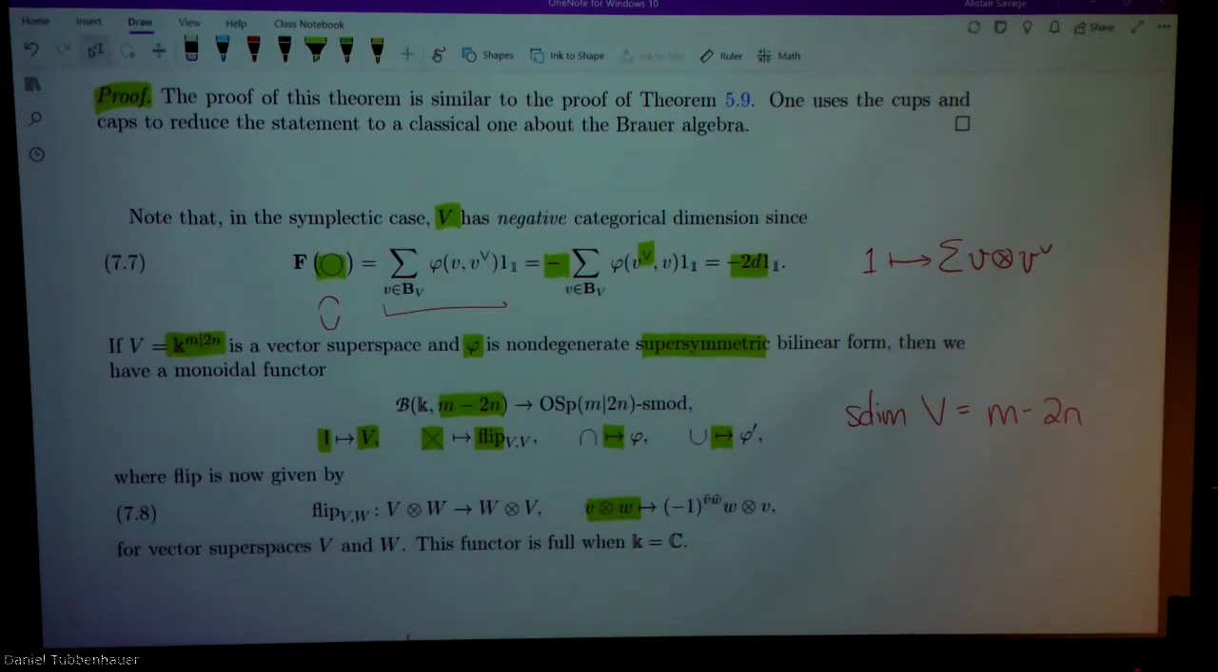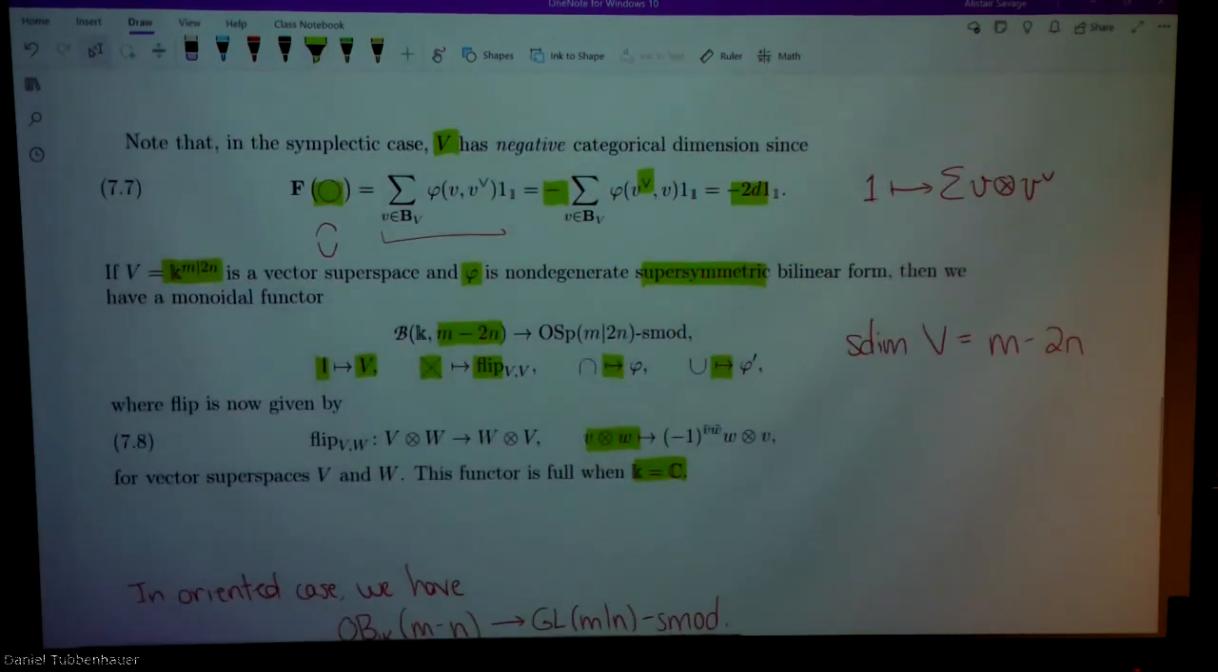And in fact, this functor, even in this more general setting, it's more general because you could take m to be 0 or n to be 0, and you get back the two functors I defined before. But even this more general one is full over the complex numbers. Okay, so you still have this nice property.